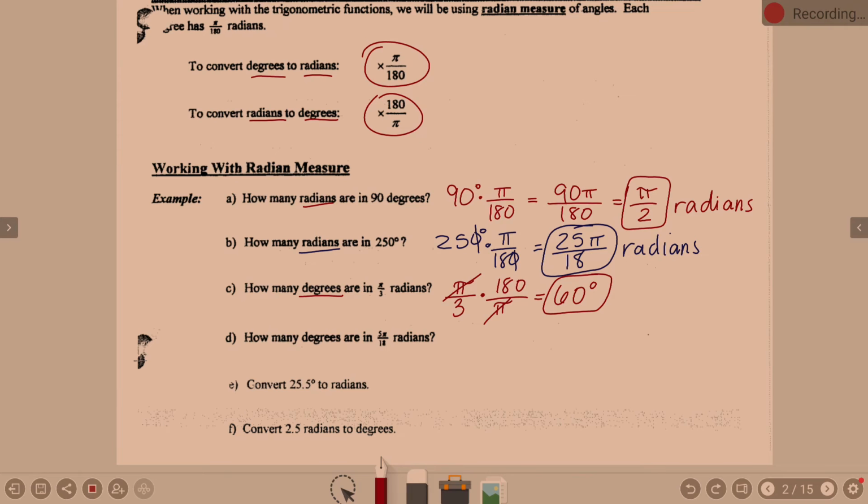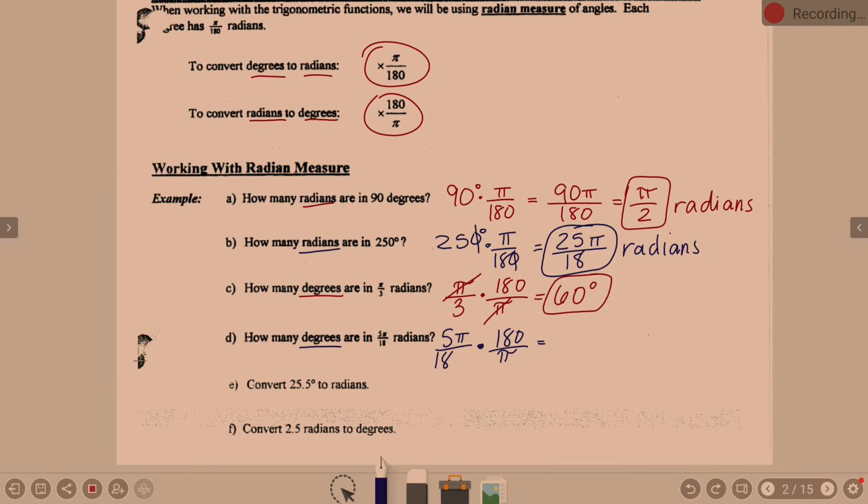Okay, can you do D then? How many degrees are in 5 pi over 18 radians? So, trying to go to degrees, so we're going to multiply by 180 over pi. Something does not look right here. There we go. Am I there yet? Whew, okay. It's a struggle.